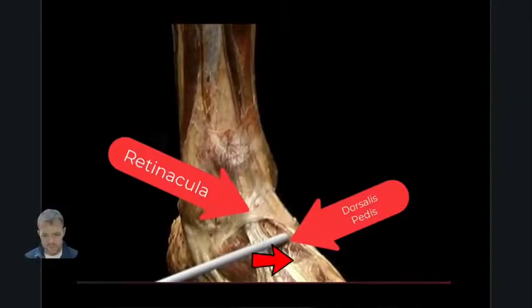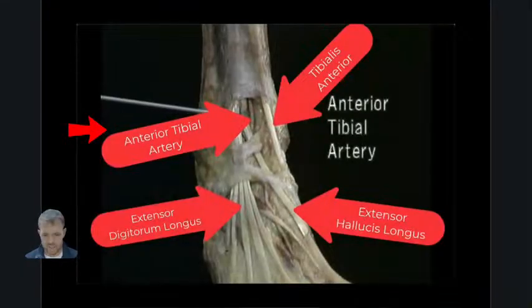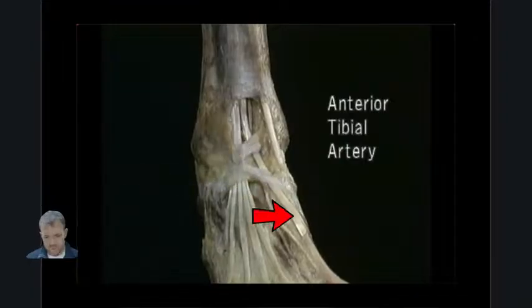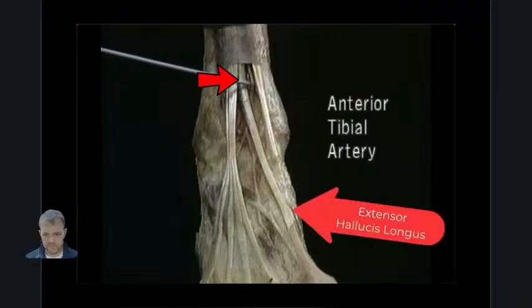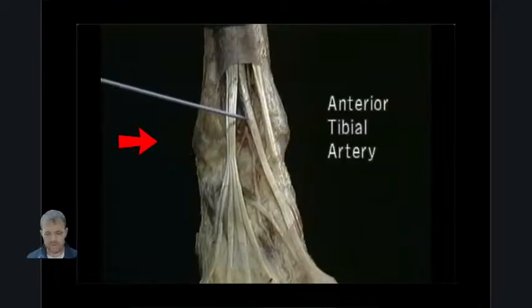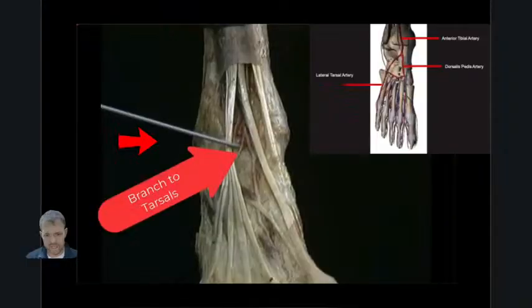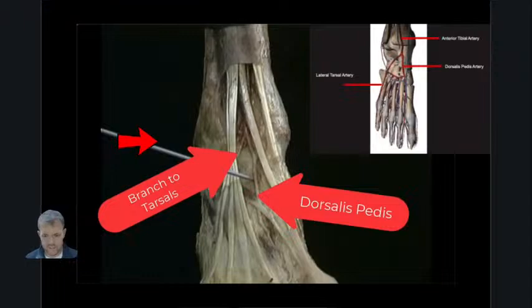So this dorsalis pedis is really superficial. It comes off the anterior tibial artery of the foot. So there it is, the anterior tibial artery, with all of the muscles and tendons that we were looking at before. The extensor hallucis longus tendon is just there, and there's the blood vessel coming through. It's deep around the front of the ankle, but then as it gets closer to the top of the foot, there it is. So there's your dorsalis pedis.